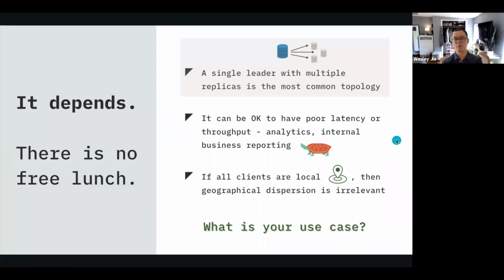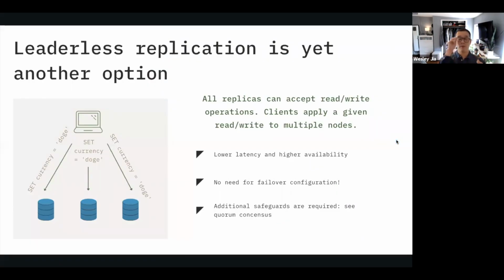So with that said, we're gonna wrap up replication itself with one more final topic, which is leaderless replication. This is a form of replication where every replica is going to accept read and write operations. In fact, there's no concept of either a leader or a replica. Everyone is equal. What this means is there's going to be lower latency and higher availability through the system, because you have multiple replicas that can accept a variety of commands, and you don't need to worry about failing over from a leader to a replica, which has its own complications. The way this works is that a given client would perform the same read or write operation against multiple nodes to ensure data consistency.